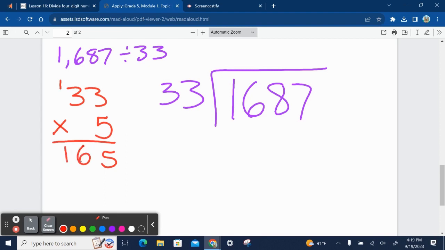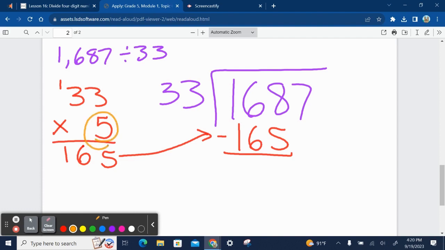3 times 5 is 15, carry your 1. 5 times 3 is 15, plus 1 is 16. So 165 is my product, or my answer. Now I'm going to move 165 under 168, and we're going to subtract. So 168 minus 165. Remember, it should line up right under 168. Nothing should be under that 7.